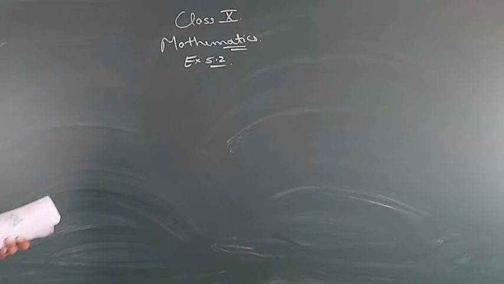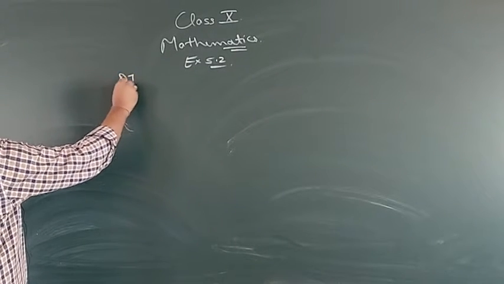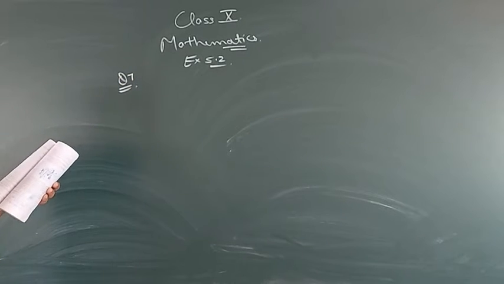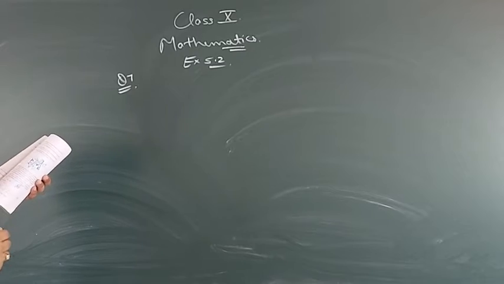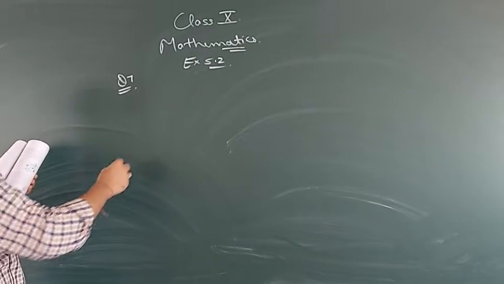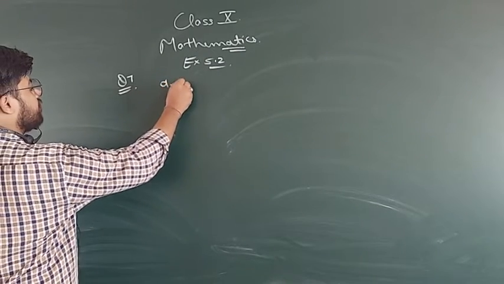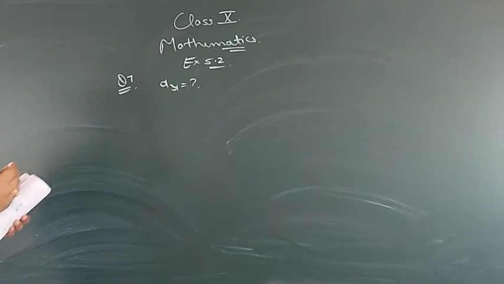Now question number 7 is what? Find the 31st term of an AP whose 11th term is 38 and 16th term is 73. The 31st term we have to find, A31.